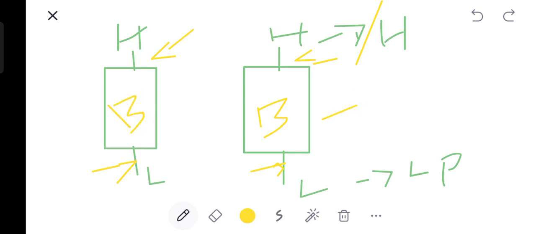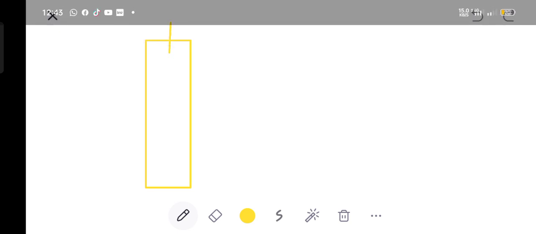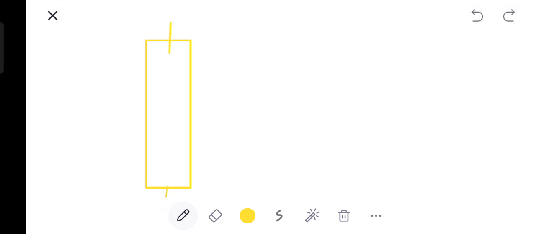The body determines the momentum, I'll put it as an M. The body determines the momentum of the candlestick. Small body candlestick, small momentum movement in the market. Long bodied candlestick like this long one. They come in different shapes, some small, some medium, some very tiny, and they tell you more about the buyers or the sellers.